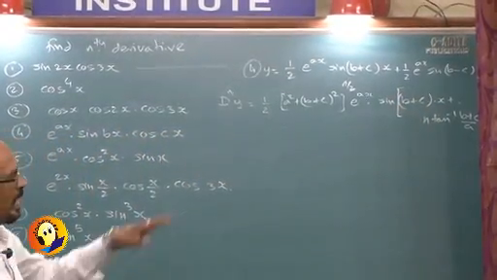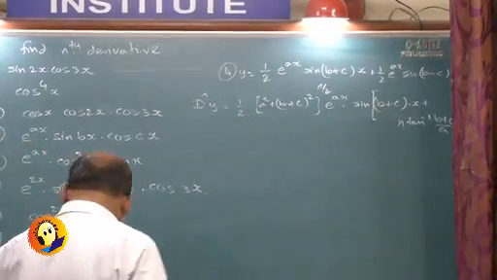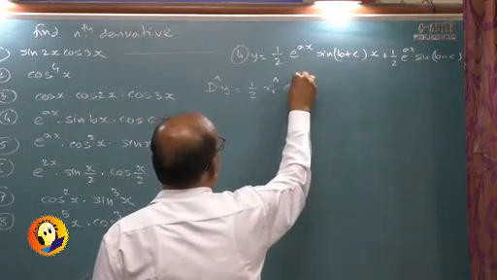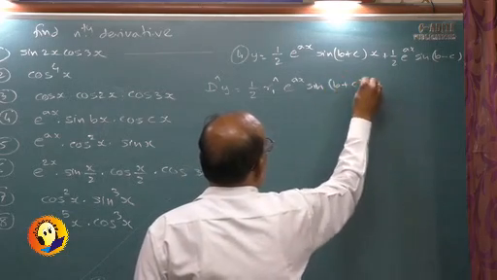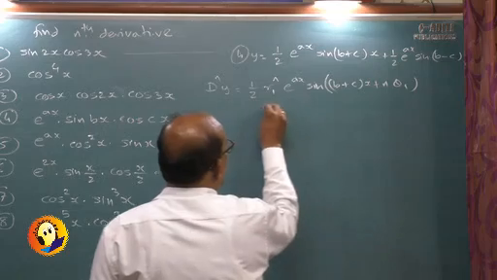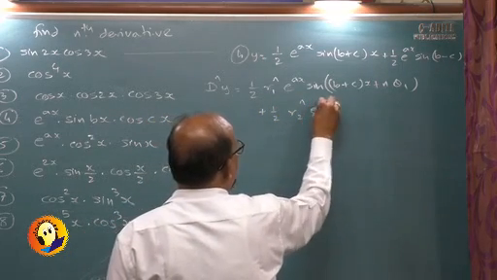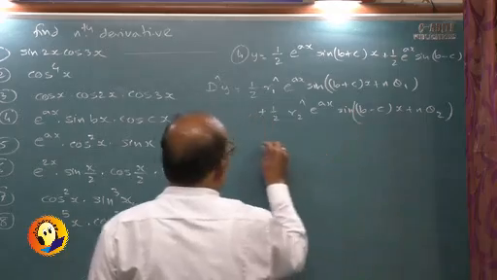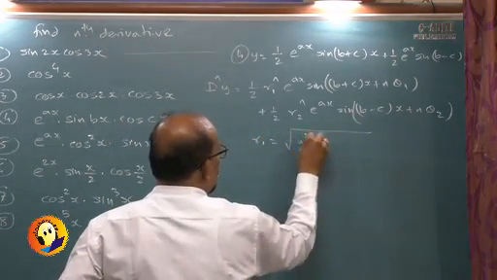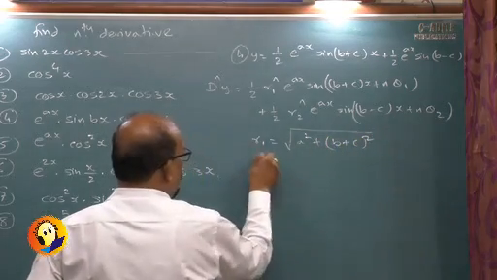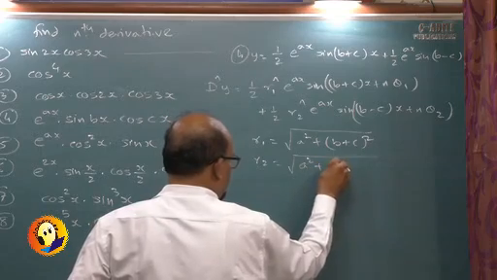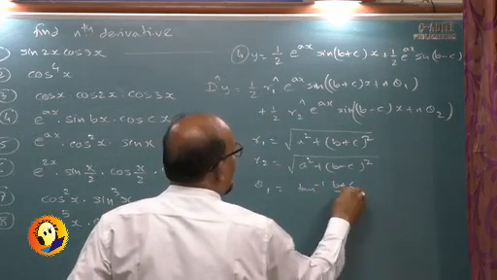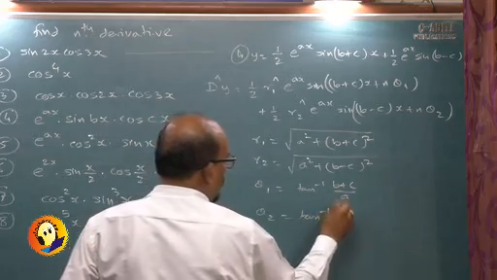Of course you will write it as n theta, but I had two r's over here, so you would have written it as, otherwise it can be simply written as 1/2 r1 raised to n e raised to ax sine of (b plus c) into x plus n theta 1 plus half r2 raised to n e raised to ax sine of (b minus c) into x plus n theta 2, where r1 is under root of a square plus (b plus c) square, r2 is under root of a square plus (b minus c) square, theta 1 is tan inverse of (b plus c) upon a, and theta 2 is tan inverse of (b minus c) upon a.